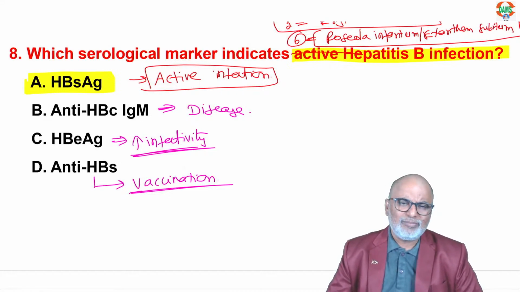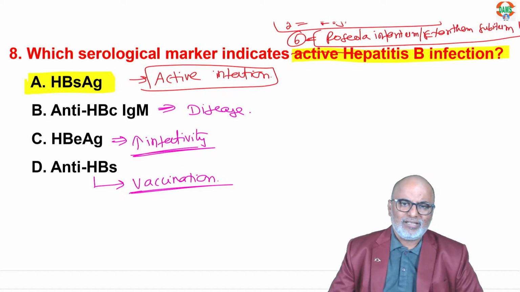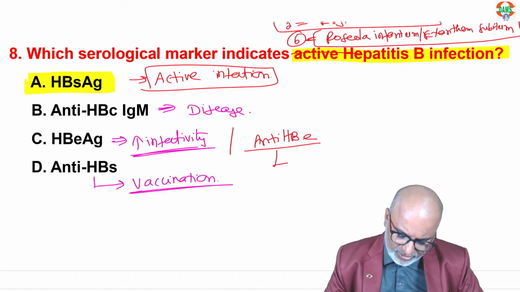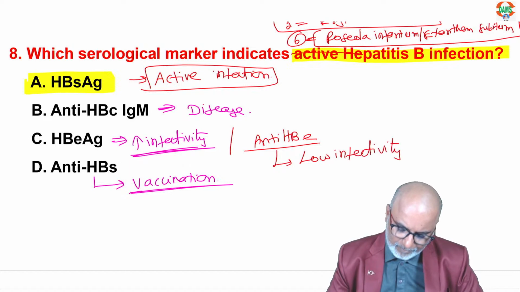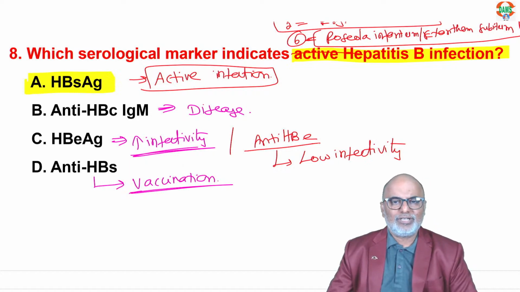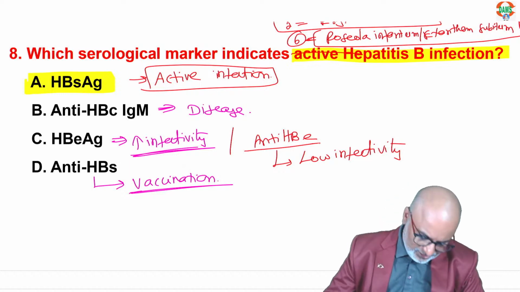You should know all the markers. For example, anti-HBe indicates low infectivity. Surface antigen, active infection. Got it?